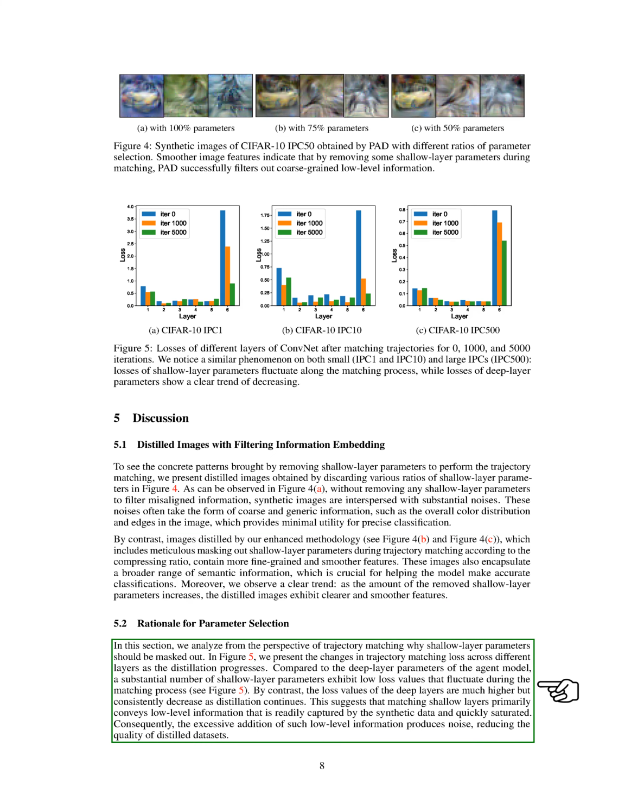We then analyze why masking shallow layer parameters is beneficial from a trajectory matching perspective. Our findings, illustrated in a figure, show that shallow layer parameters have low loss values that fluctuate, while deep layer parameters exhibit higher but consistently decreasing loss values during distillation. This suggests that shallow layers mainly convey low-level information that can introduce noise, diminishing the quality of the distilled datasets.